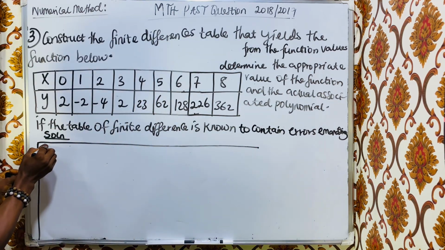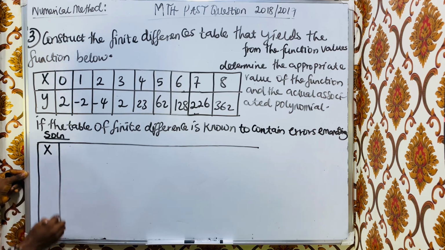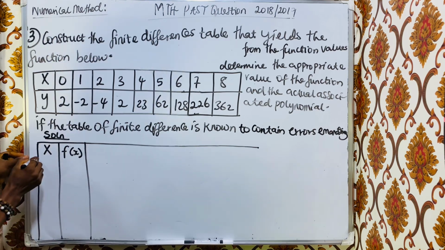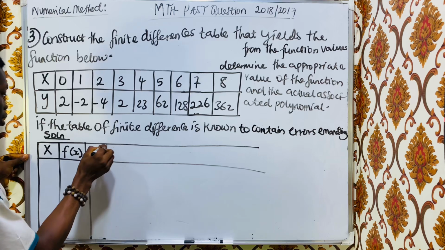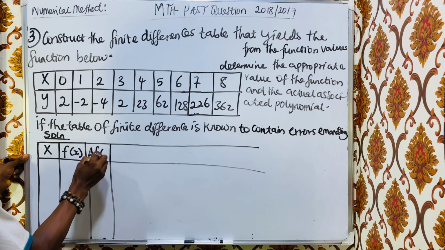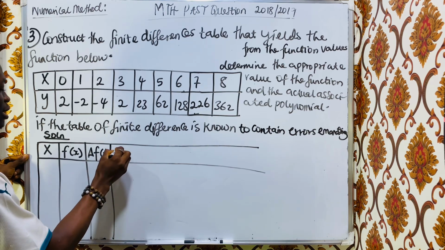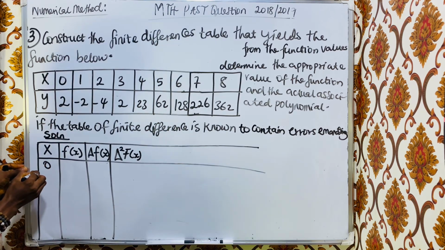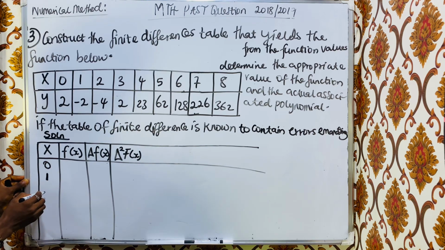So we have our x and we have our f of x. You know that f of x is still y. So we are going to have our delta of f of x, then we have delta squared of f of x. So let's input all these values. 0, 1, 2, 3, 4, 5, 6, 7.